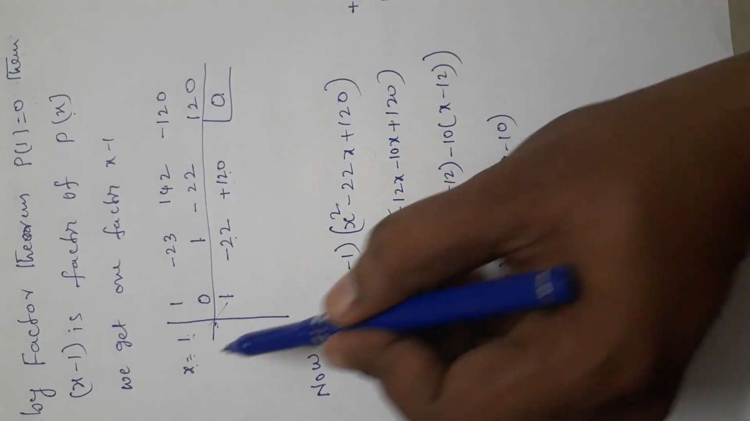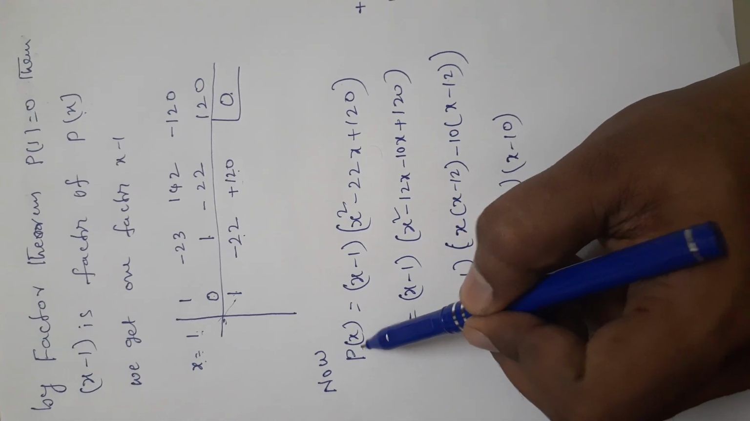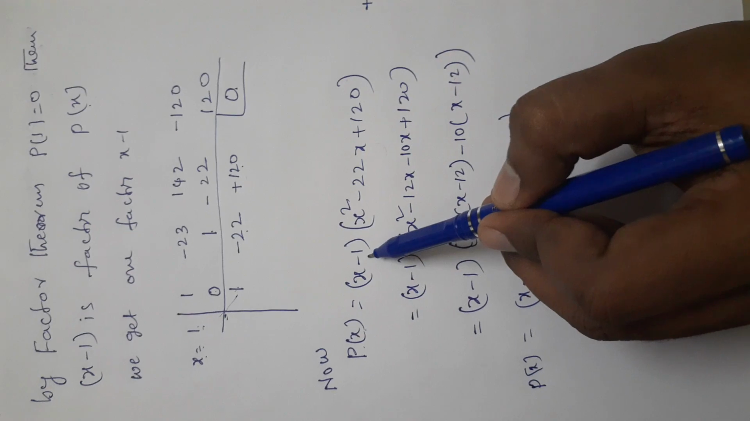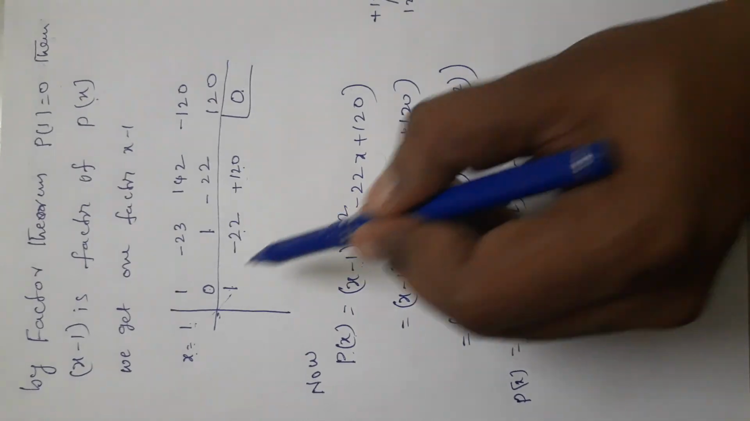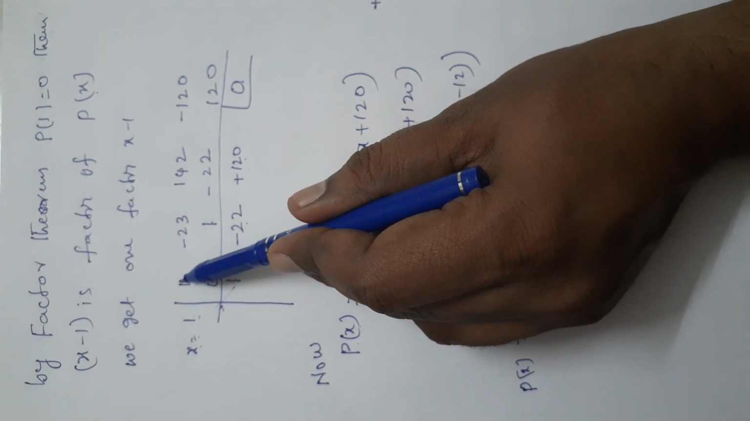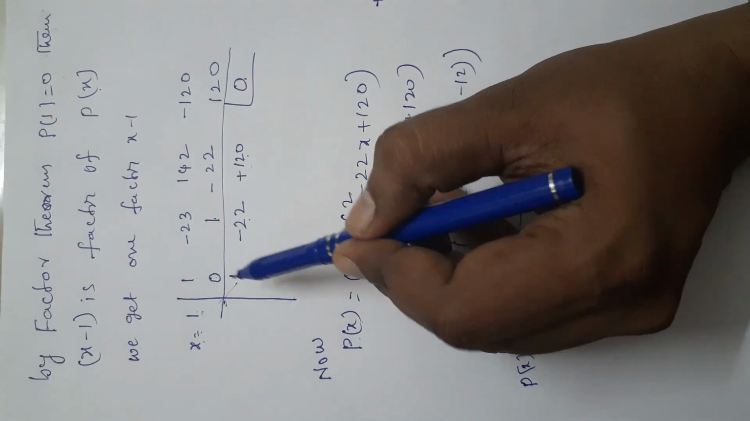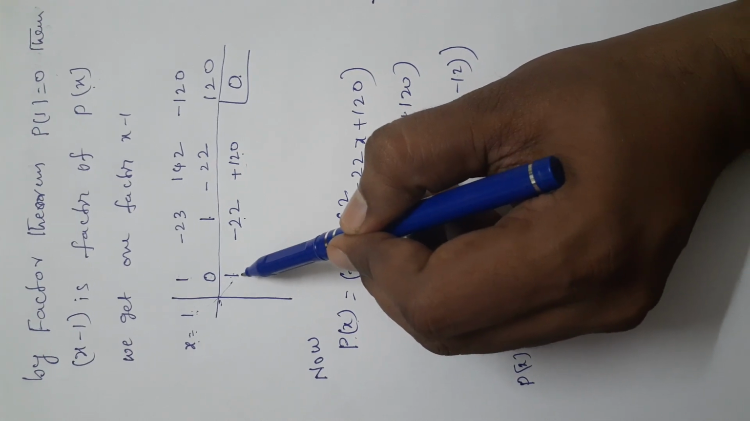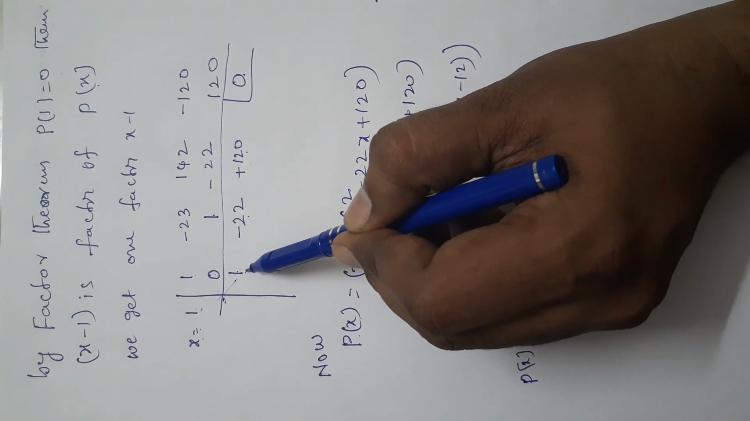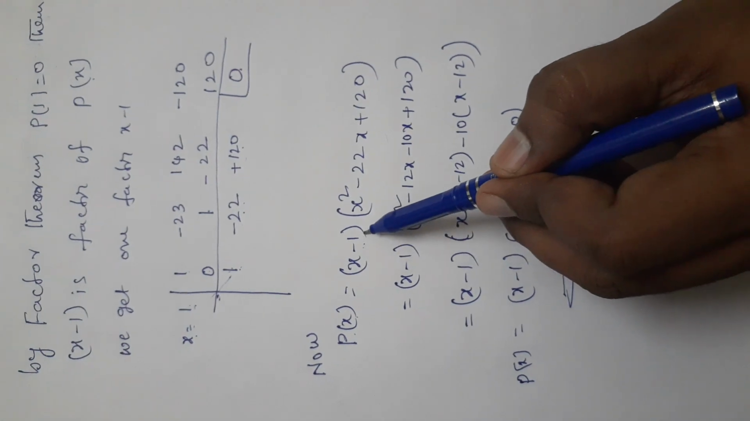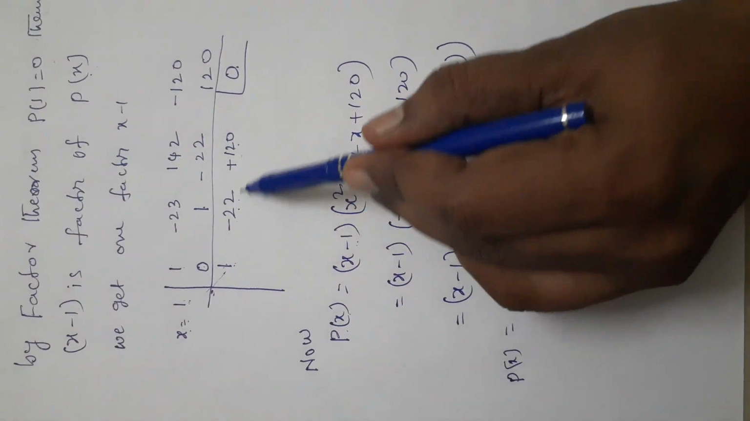Now see how I am writing p of x. p of x equals, already we got one factor, x minus 1. This is the divisor, and now we got the quotient. The dividend is degree 3 and we divided by degree 1, so automatically the quotient degree must be 1 less. So it starts with x square: 1x square minus 22x plus 120. This is the quotient.